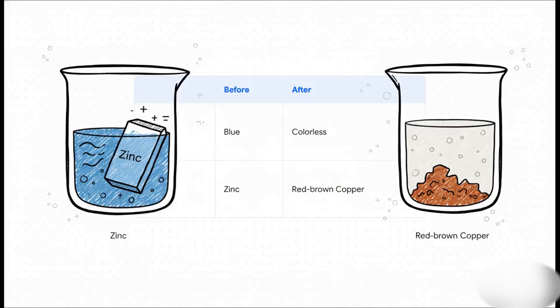And check this out. This is a classic example in action. Zinc is higher on the reactivity series than copper. So if you drop a piece of zinc metal into a blue copper sulfate solution, the zinc willingly gives its electrons to the copper ions. The zinc gets oxidized and dissolves, and you see that blue color fade away. Meanwhile, the copper ions get reduced, turning into solid reddish-brown copper metal. That's redox happening right before your eyes.